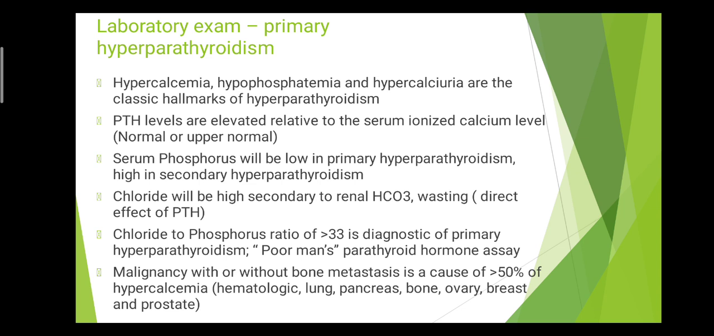Serum phosphorus will be low in primary hyperparathyroidism and high in secondary hyperparathyroidism. Chloride will be high secondary to renal bicarbonate wasting, a direct effect of PTH. A chloride to phosphorus ratio of more than 33 is diagnostic of primary hyperparathyroidism, the poor man's parathyroid hormone assay. Malignancy with or without bone metastasis is the cause of more than 50% of hypercalcemia, including hematologic, lung, pancreas, bone, ovary, breast, and prostate.